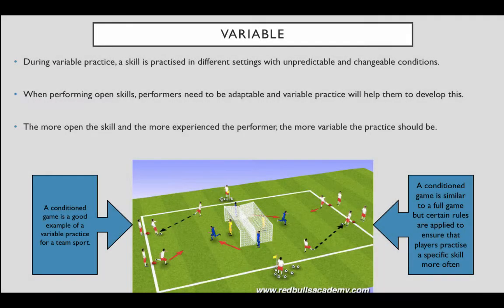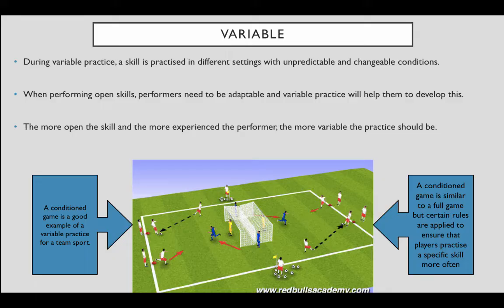Variable practice. During variable practice, a skill is practiced in different settings with unpredictable and changeable conditions. When performing open skills, performers need to be adaptable, and variable practice will help them do this. The more open the skill and the more experienced the performer, the more variable the practice should be. A conditioned game is a good example of a variable practice for a team sport.